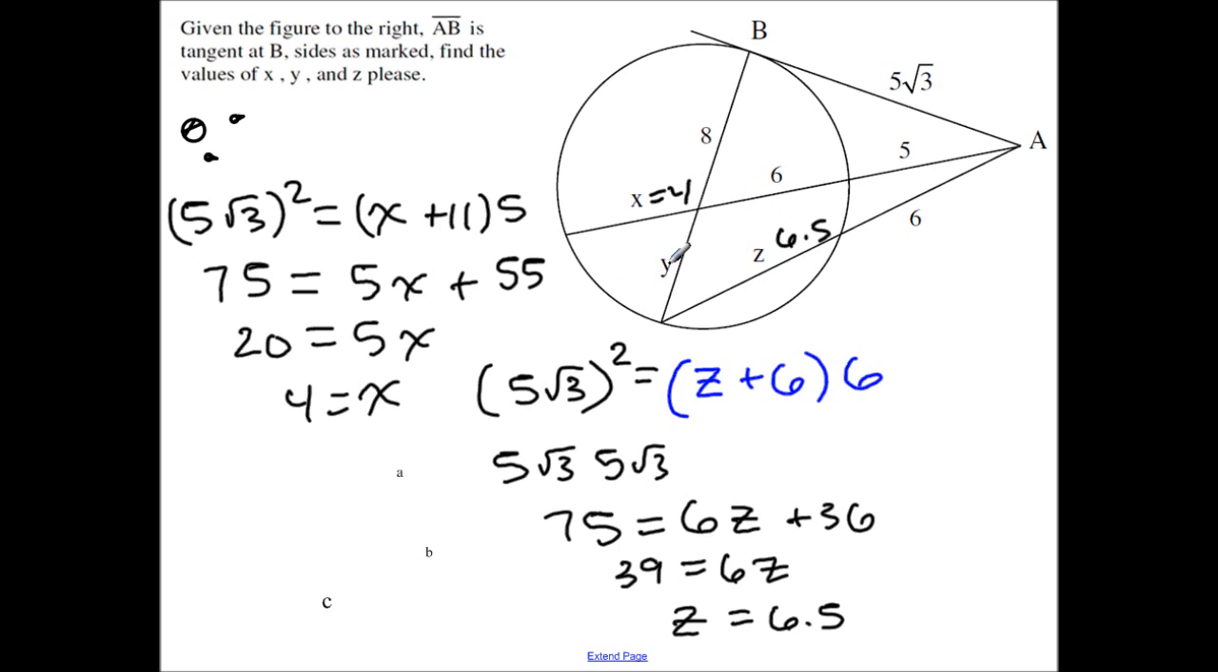And the last question is what's y? It's pretty straightforward now because they're chords. So I know 4 times 6 equals y times 8. And if I solve that, I should get that y is equal to 3.